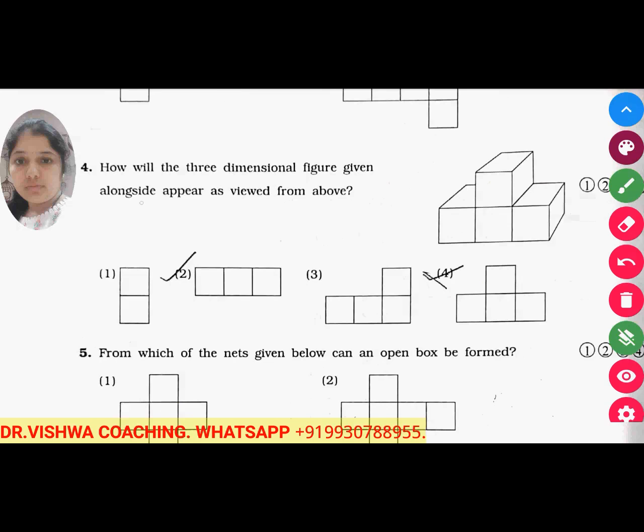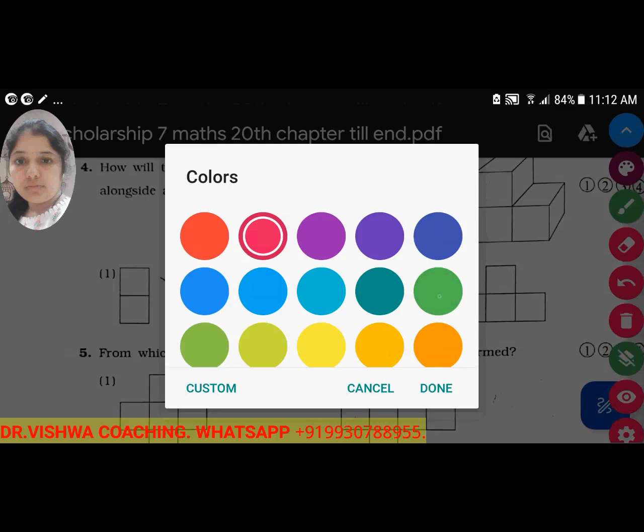Now, how will the three-dimensional figure given alongside appear from above? From above you can see only this surface and this surface, so it will look like option number 2. Okay, now next one.